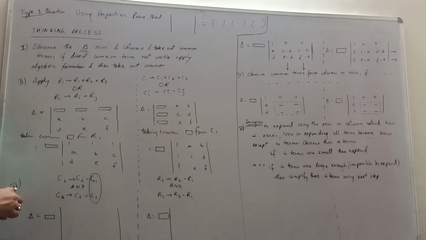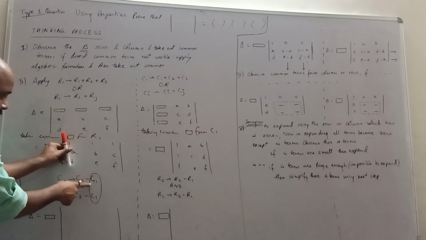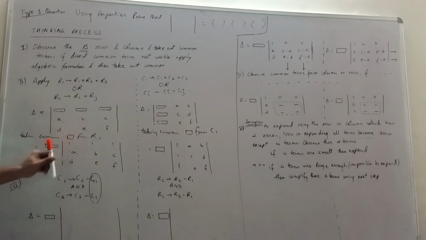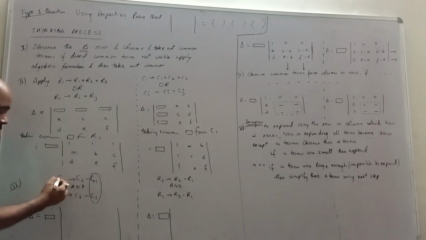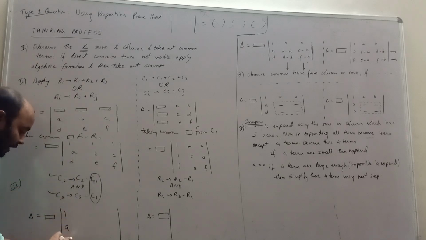What I'm doing, see, I'm fixing C1. I'm fixing C1, then I'm subtracting from C2 and also from C3. See, C1 is fixed. C2 minus C1, C3 minus C1. What will be the benefit, look here. In these two operations, I'm changing C2 and C3. C1 remains like this. Just keep C1 like that.